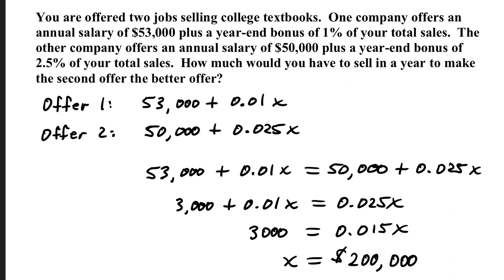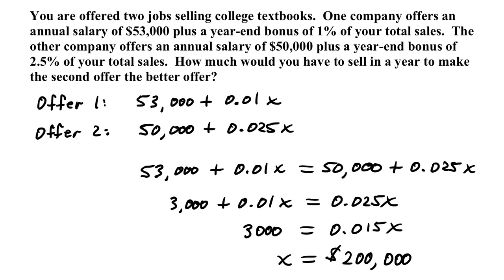You are offered two jobs selling college textbooks. One company offers an annual salary of $53,000 plus a year-end bonus of 1% of your total sales. The other company offers an annual salary of $50,000 plus a year-end bonus of 2.5% of your total sales. How much would you have to sell in a year to make the second offer the better offer? Offer one starts out more, but their bonus pay is less.